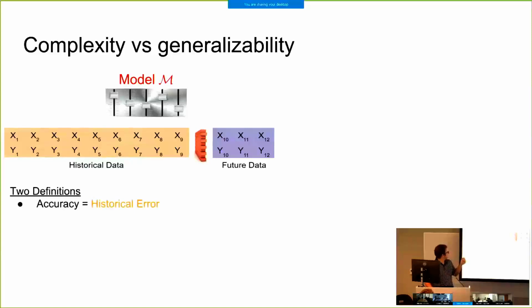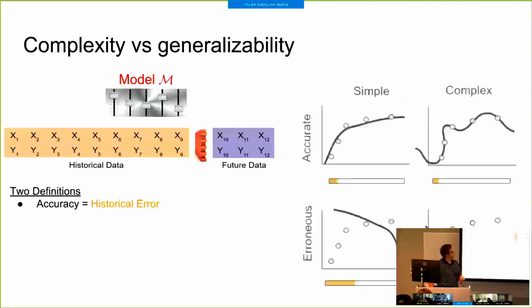So let's define accuracy as error as measured against your historical data. If we look at our quadrant, we might imagine that in the top row, the accurate columns, we get low historical error. And on the bottom row, for the erroneous models, we would get high historical error. That's what those orange bars represent.